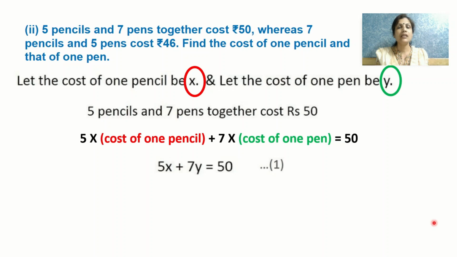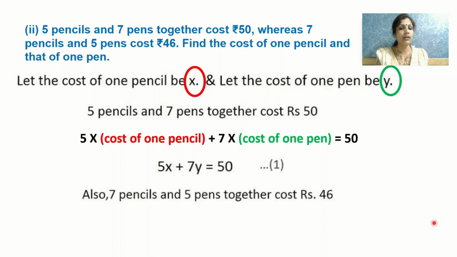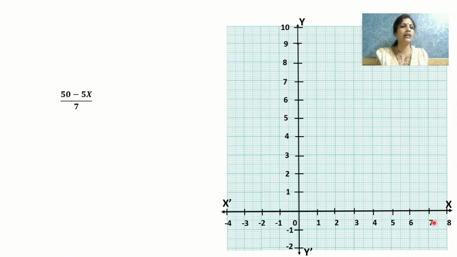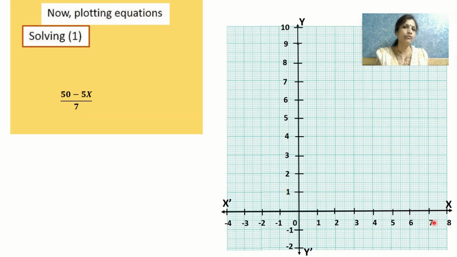Second condition is 7 pencils and 5 pens costs rupees 46. So your second equation will be 7x plus 5y is equal to 46. And now we have 2 equations to solve graphically so that we can find the value of x and y. So let's start doing that. We have to draw the table. For that, as I said, we'll consider first equation 5x plus 7y is equal to 50.